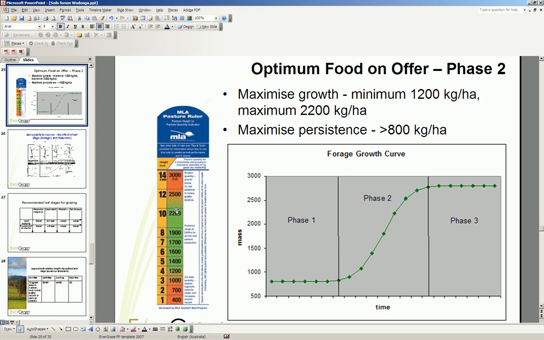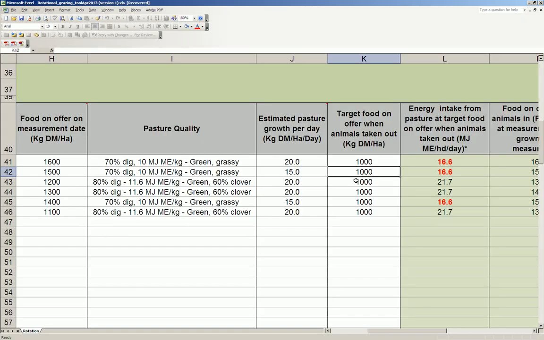So that's the optimum region to be grazing your pastures, but obviously that's not always possible because you're not going to utilize your pastures in spring if your stocking rate is such that you're going to be keeping your pastures above 1,200 kilos in winter. So to maximize persistence, you at least need to leave your pastures above 800 kilos per hectare. So just keep that in mind.